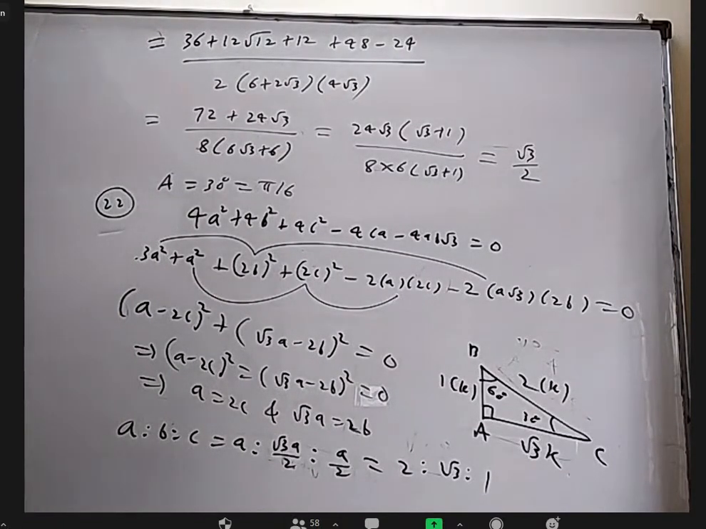Okay, 23 we can do in 2 ways, so we'll come back to it. 23, you can do by cosine rule. There is one more formula also by which it can be done, so I want to get back to that a little later.